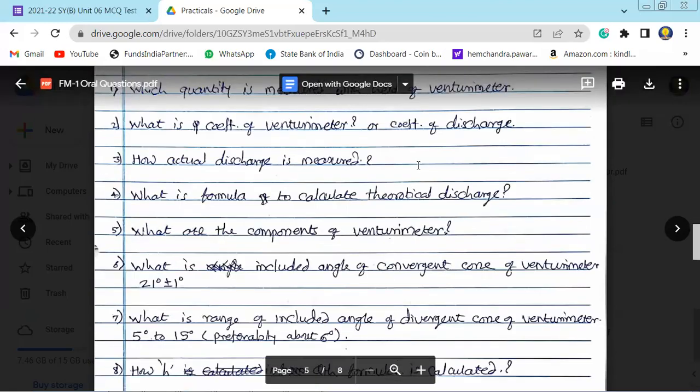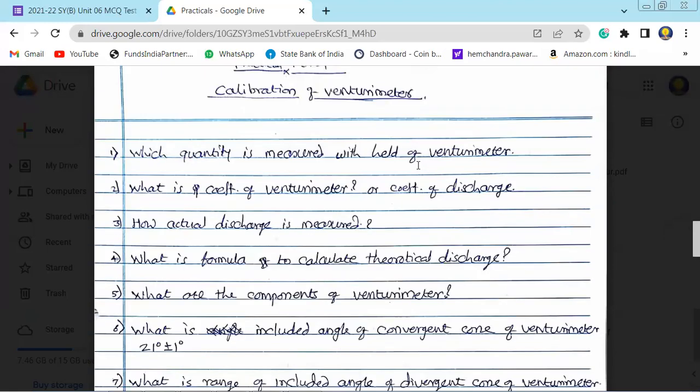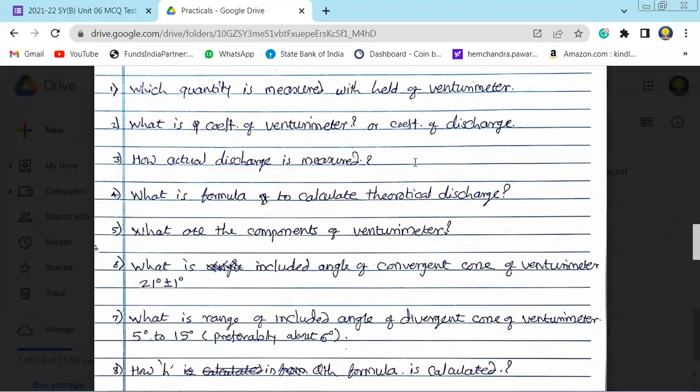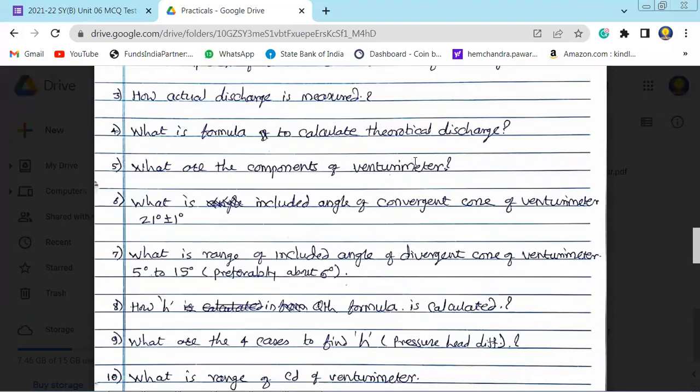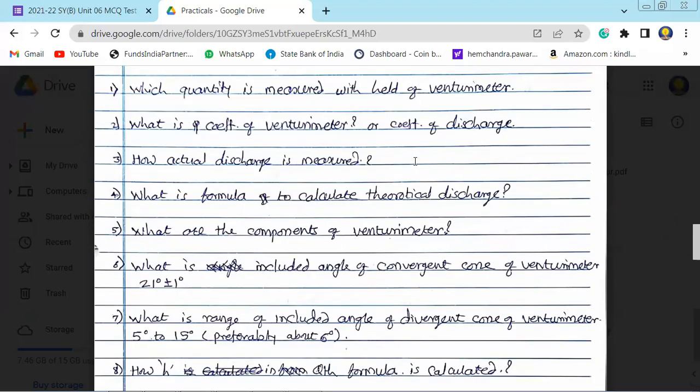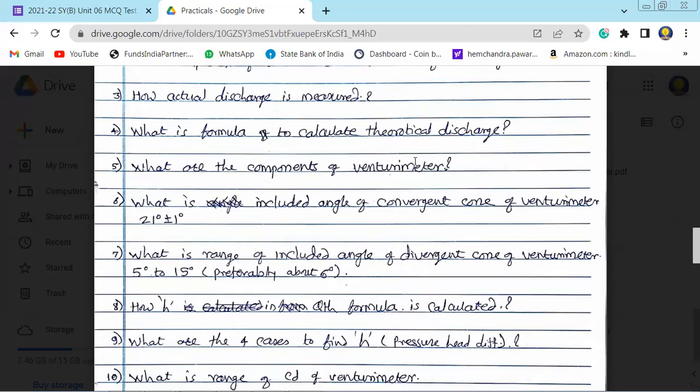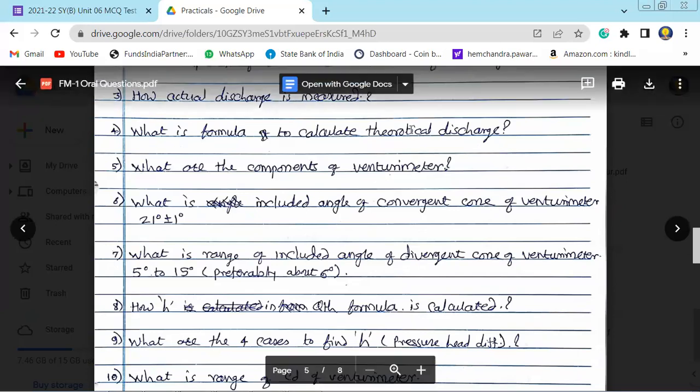Calibration of venturometer. Which quantity is measured with the help of venturometer? What is coefficient of venturometer or coefficient of discharge? How actual discharge is measured? What is formula to calculate theoretical discharge?